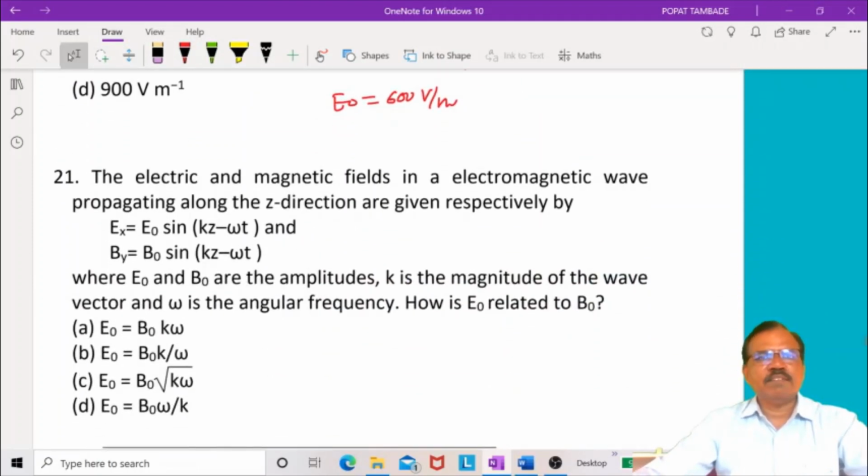Now the electric field and magnetic fields in an electromagnetic wave propagating along the z direction are given respectively by Ex = E0 sin(kz − ωt), By = B0 sin(kz − ωt), where E0 and B0 are the amplitudes, k is the magnitude of the wave vector, and ω is the angular frequency. How is E0 related to B0?